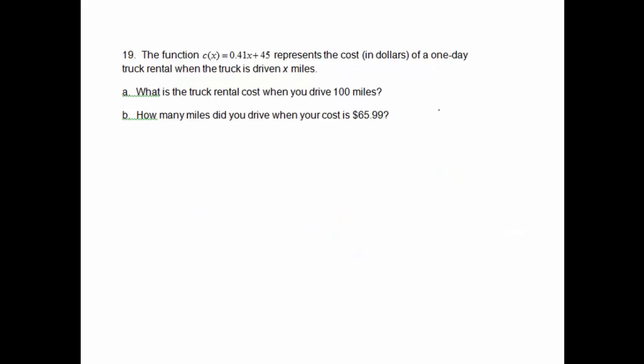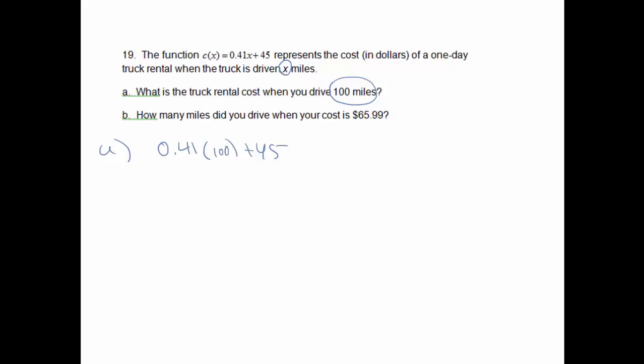Okay, 19, the function c of x equals 0.41x plus 45 represents the cost in dollars of a one-day truck rental when the truck is driven x miles. First, it asks, what is the truck rental cost when you drive 100 miles? Well, 100 is the x, so we are going to put 100 in for the x in that equation. So we are going to have 0.41 times 100 plus 45. And that will give us the cost. 0.41 times 100 plus 45 is equal to $86.